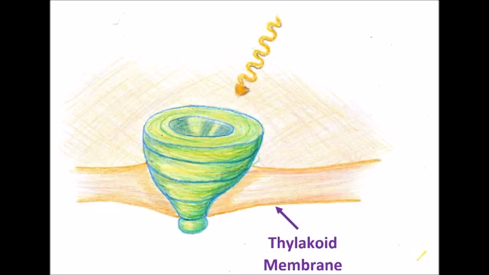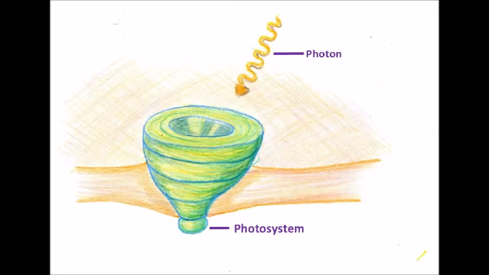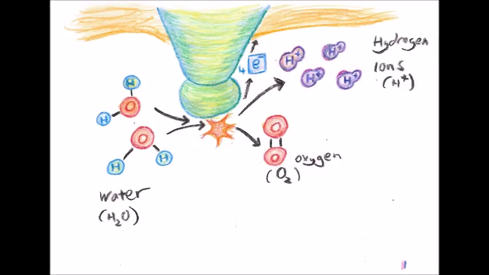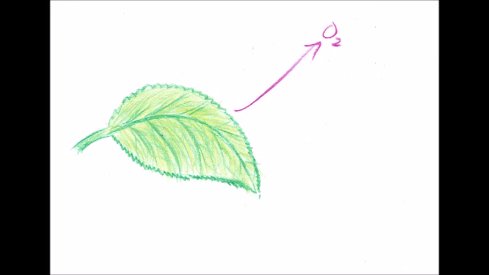Photosynthesis begins when a particle of light, or photon, hits a specialized structure embedded in the thylakoid membrane called a photosystem. Photosystems absorb the photon and use that photon's energy to split a molecule of water into 2 hydrogen ions and 1 oxygen atom. The lonely oxygen atom quickly finds another oxygen atom and forms molecular oxygen, O2, which diffuses out of the leaf and into the atmosphere.